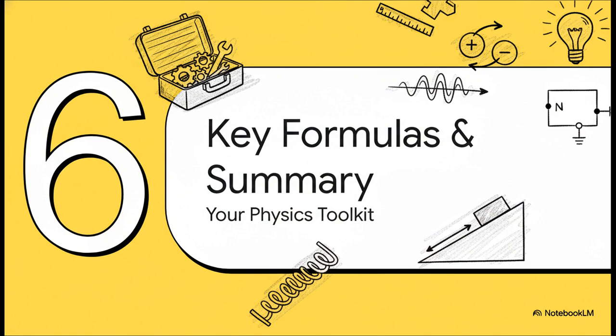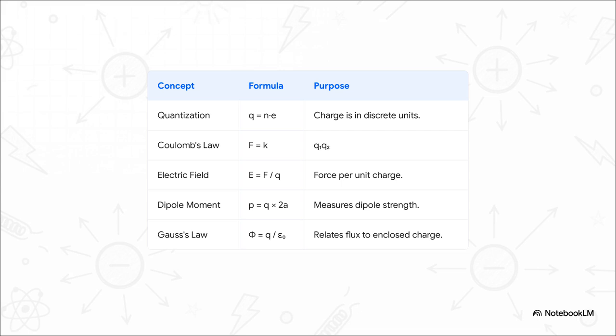Wow. Okay, we have covered a lot of ground. So let's just pause for a second, take a breath, and put together a little toolkit of all the core ideas and formulas we've just talked about. All right, here are the big ones. We've got quantization, the idea that charge comes in packets. There's Coulomb's law, our tool for calculating the force between two charges. We have the definition of the electric field itself, which maps that force in space. We've got the dipole moment to measure those little charge pairs. And of course, the incredibly powerful Gauss's law, which connects the field flux to the charge inside.